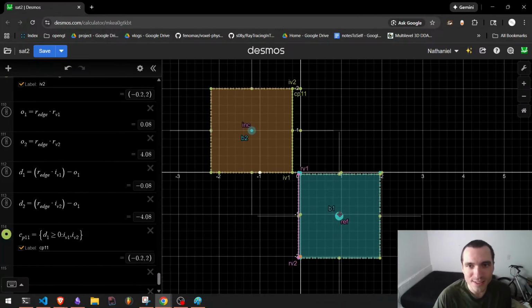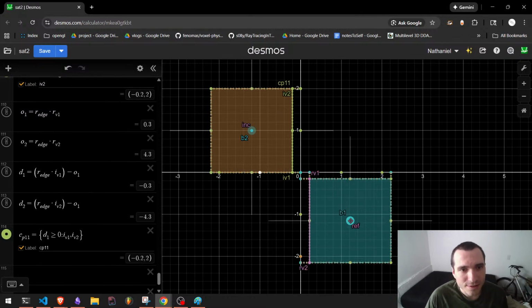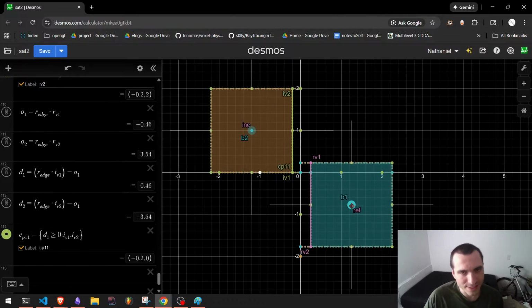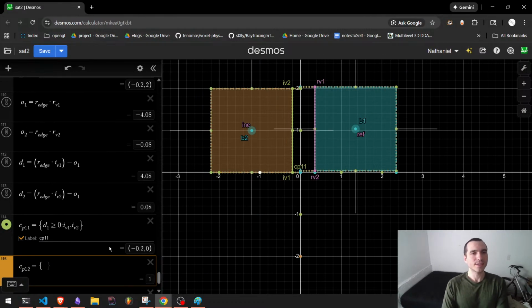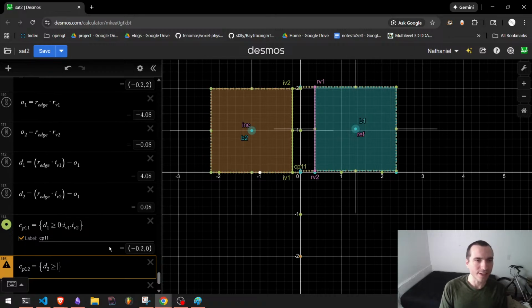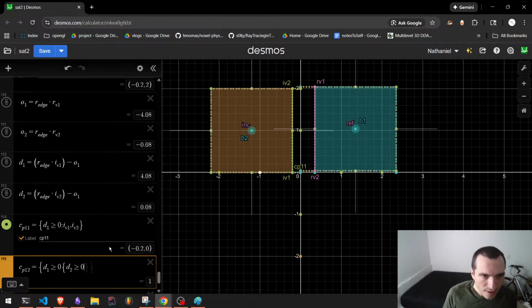And you can see that it always lines up, most of the time, with incident vertex 1. We'll do the same here. We'll do CP12, the first clipping step. So this will either be if D2 is greater than or equal to 0, you need to do D1. This will require both D1 and D2 being greater than 0. This will be IV2.